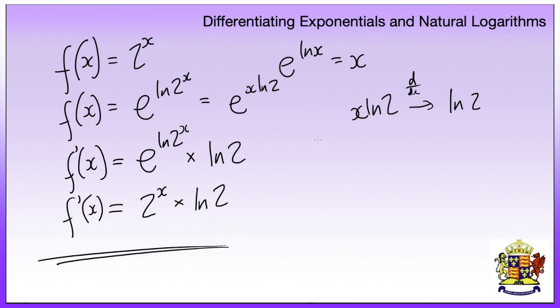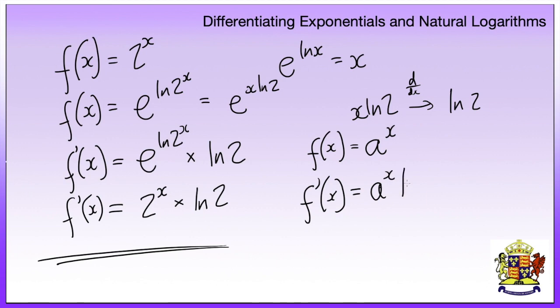Now, you can just sort of follow this as a rule. You can say f of x, for example, a to the x, is going to differentiate to a to the x ln a, and that's fine. And remember that, remember you can do that, but remember how you get there. So this method here is really, really important.